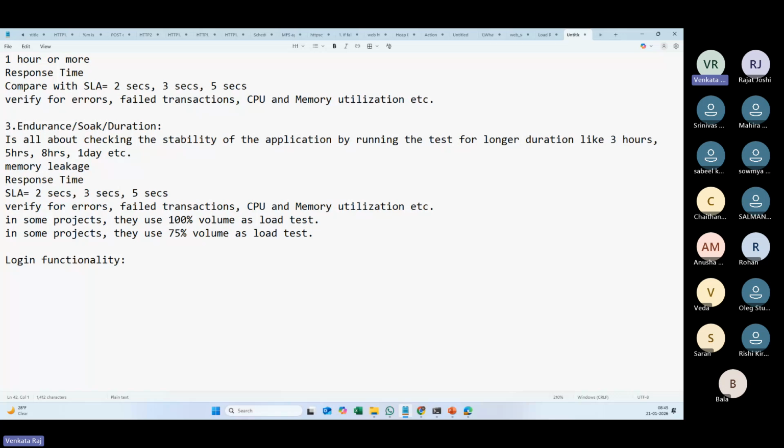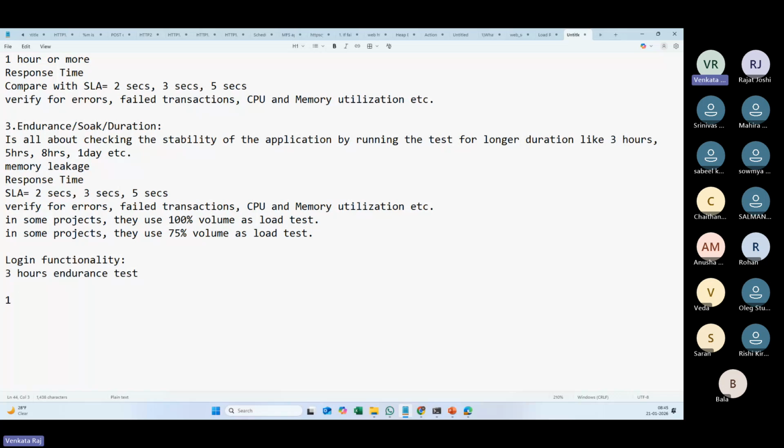So your client said, check how this login functionality is working when you run the test for longer duration. That means your application should keep on running, right? In real time, it should not go down. So the application will always be available for the users. So when the application is running continuously, how is it behaving? Let's say for login functionality, you are running a 3 hours load test, a 3 hours endurance test.